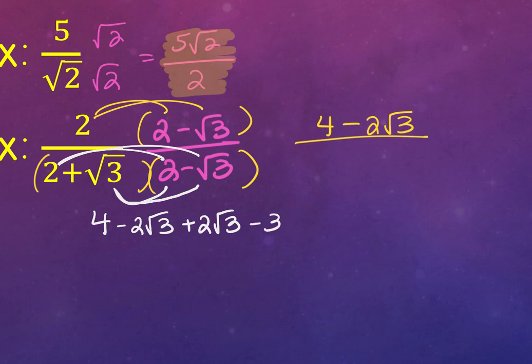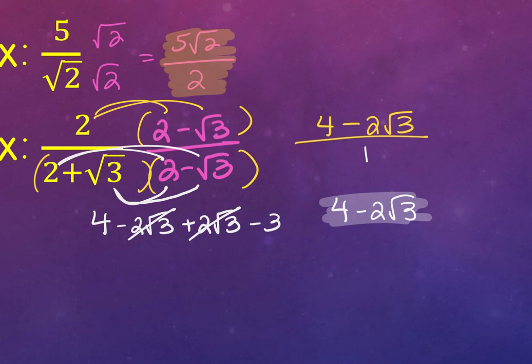Negative 3. If you've done it correctly, the middle 2 should cancel out, which was the whole goal there, to get rid of the radical. And then 4 minus 3 is just 1, so my answer here is 4 minus 2 root 3. If it's not 1 in the bottom, but it's a whole number, like if it was 5 in the bottom, I would have left it over 5. You can leave it like it is.